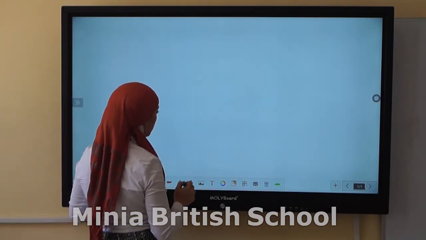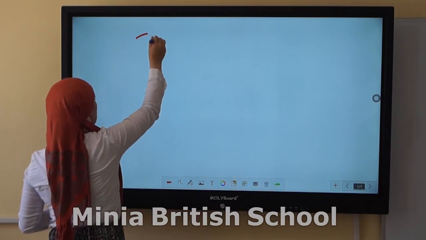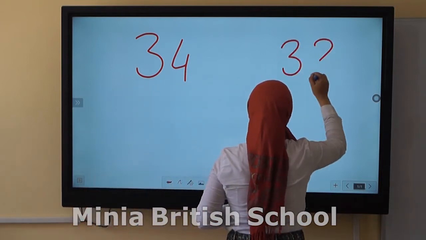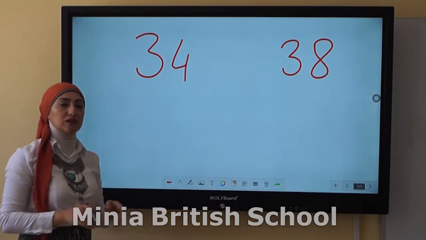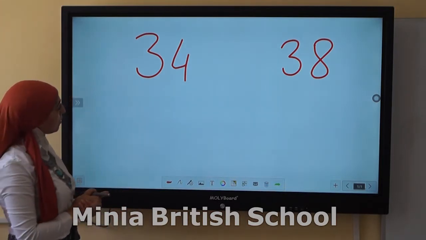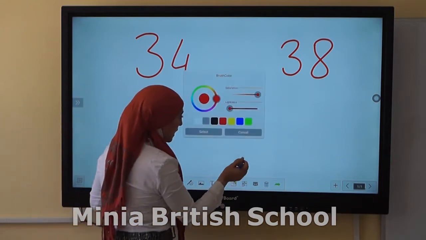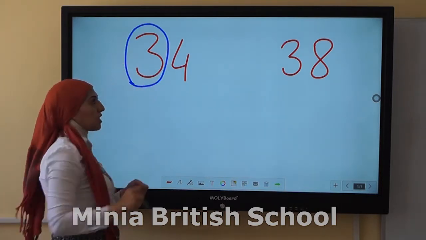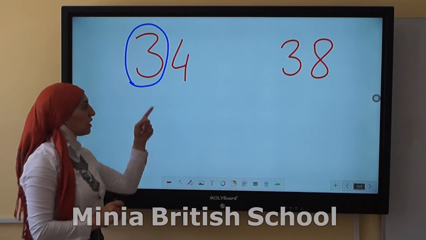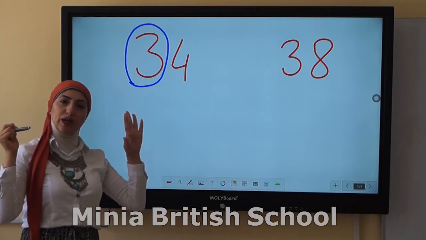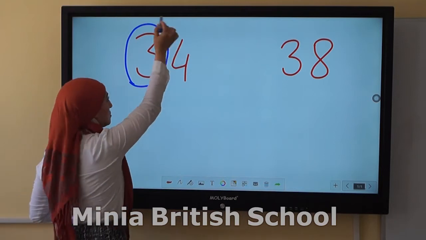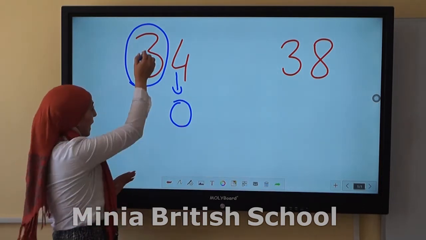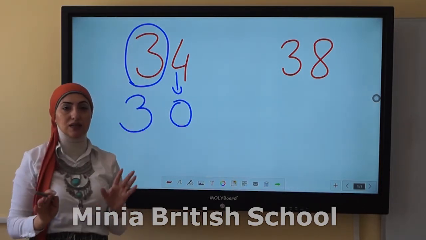Let's see how to approximate to the nearest 10, 34, and 38. I want to approximate them to the nearest 10. Okay, here. First of all, I have to determine first where is 10. This is 10. Then look to the next digit. This digit is strong or weak? It's weak. So it will not affect anything and it will turn to be 0. And this number will be as it is. Okay?